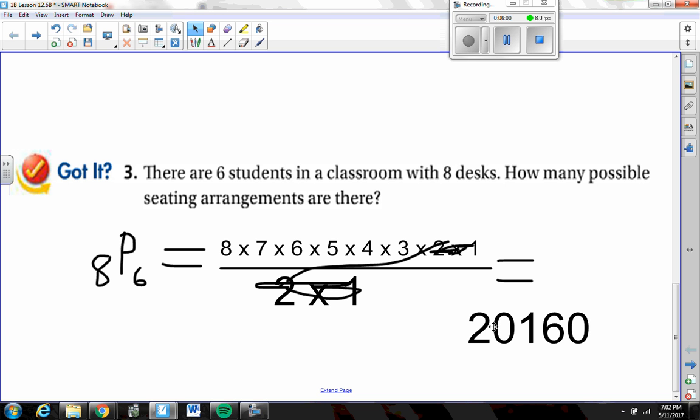All right? If you have questions about this permutation formula, what the factorials do or anything of that nature, please make a note to ask me in class tomorrow.